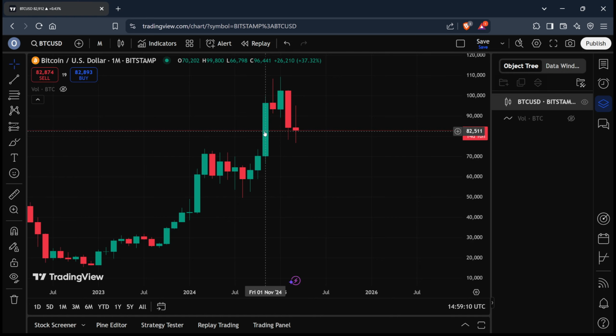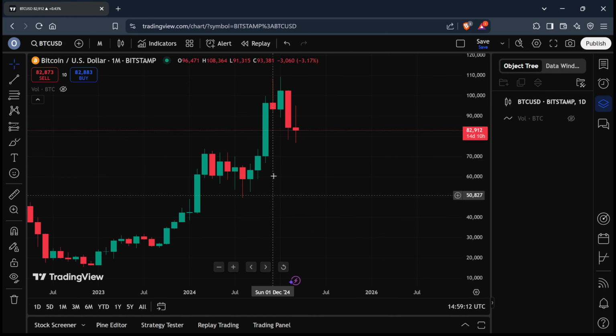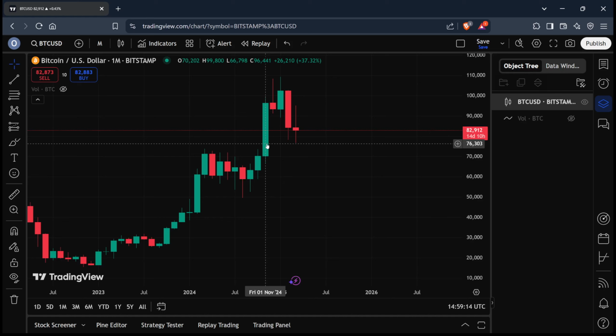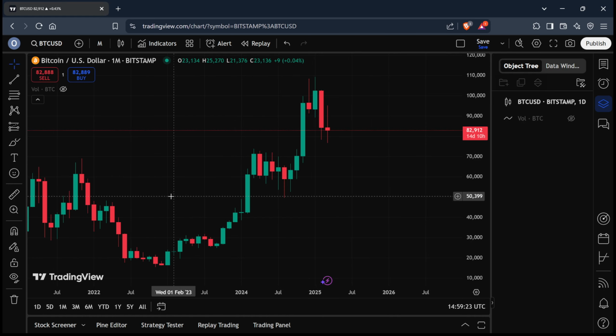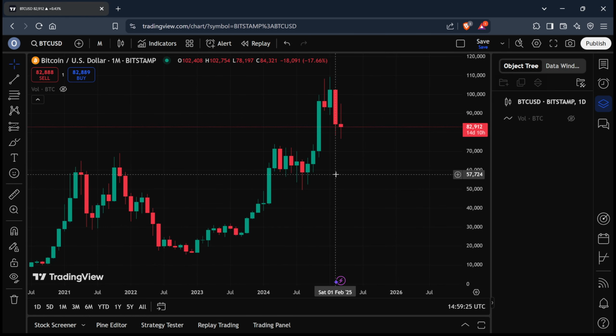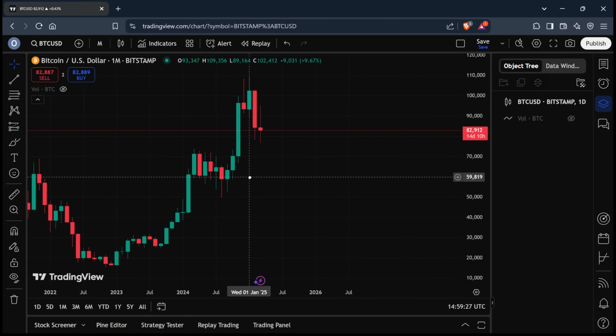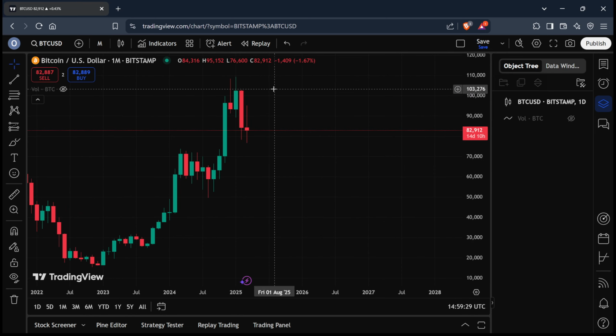If you see, I'm hovering over it, and if you look down here, it'll tell you which month. So that's Friday, November 1st, 2024. We go back here to this big green one. That's February 2024. So what we want to do, starting from right to left, is find areas where the candles opened and closed at about the same level.